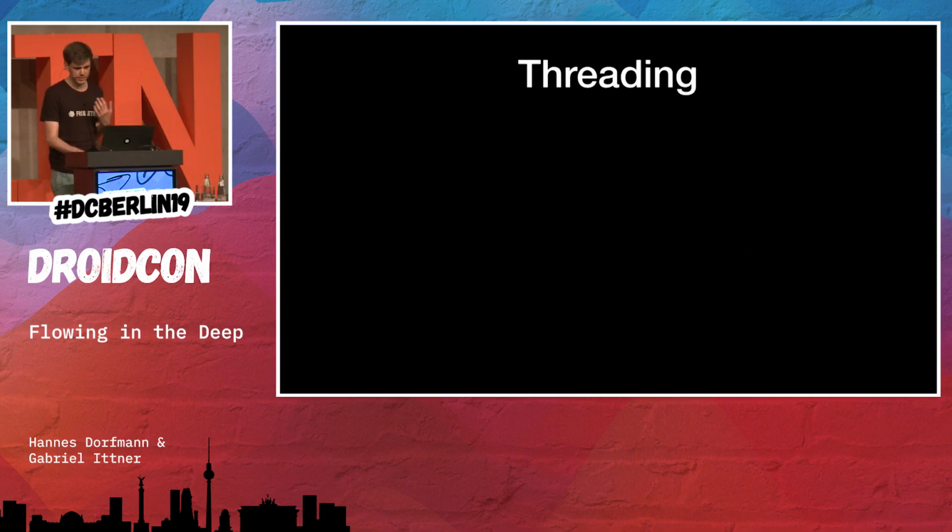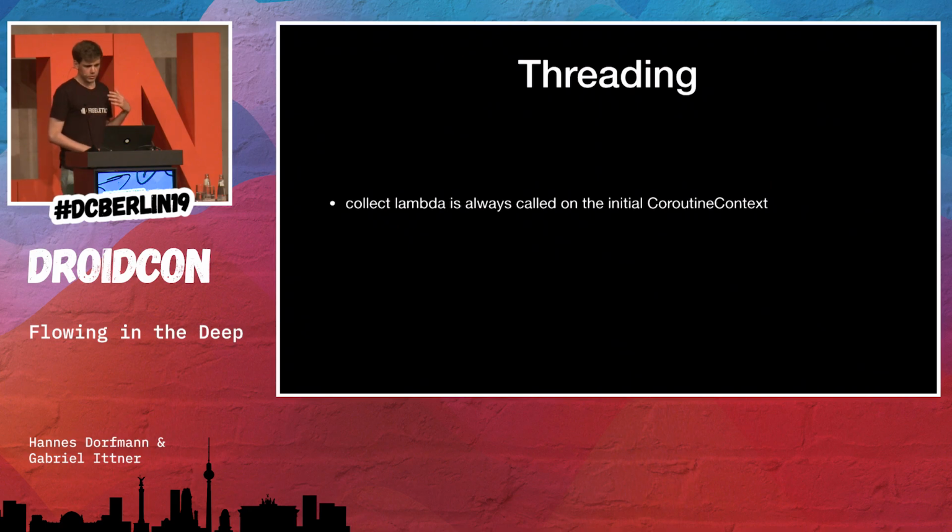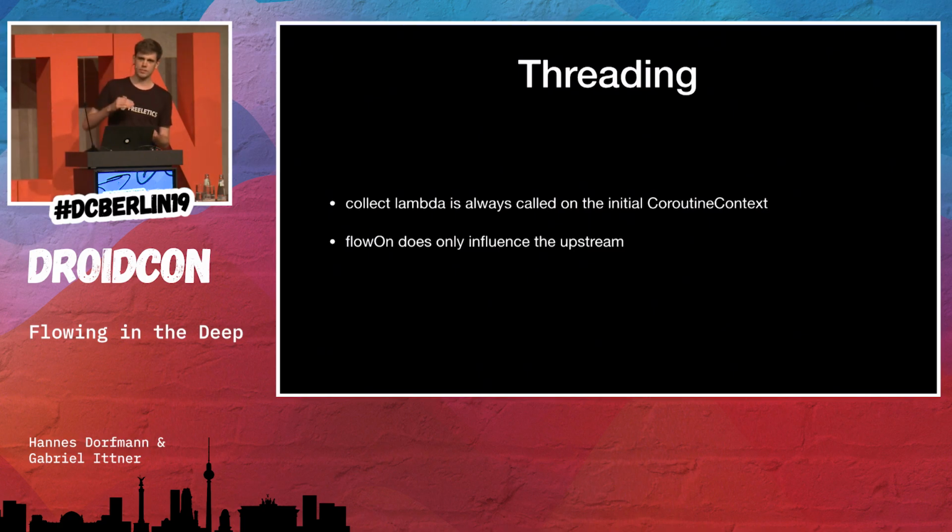So in summary, the collect lambda is guaranteed to be always called on the context of your scope that you launched it in initially. So you will never run into the problem like you do sometimes in RxJava, where you get an observable and you don't really know where it is executed. Do I need to add an observe on? You are 100% sure your code will be run in your context unless you actually add a flow on. And the flow on will only influence the upstream.